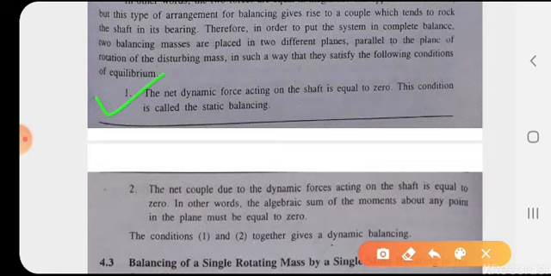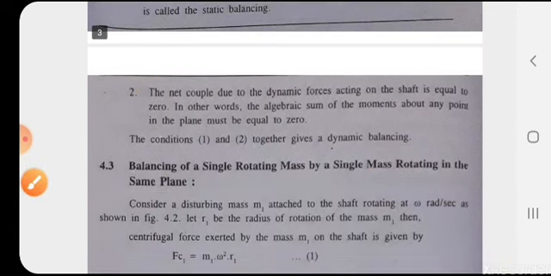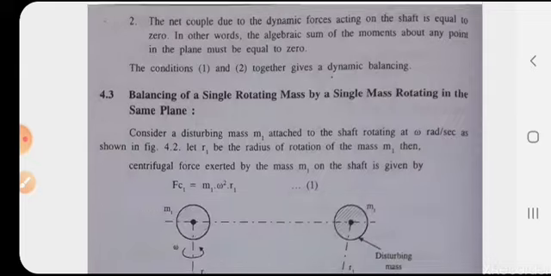This condition is called as what? Static balancing. And the second condition: the net couple due to dynamic force acting on the shaft is equal to 0. In other words, the algebraic sum of moments at any point in the plane must be equal to 0. So these two conditions, 1 and 2 together, give dynamic balancing.